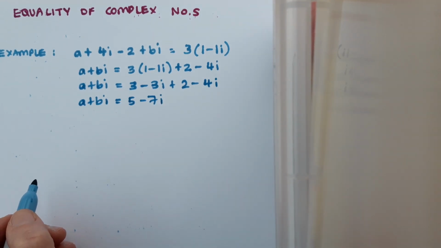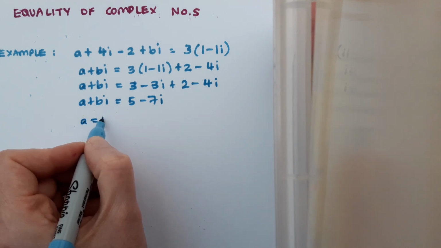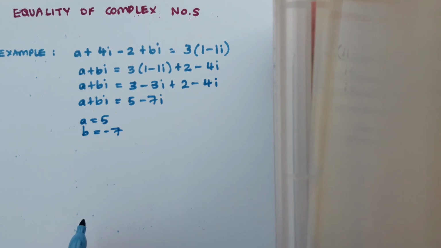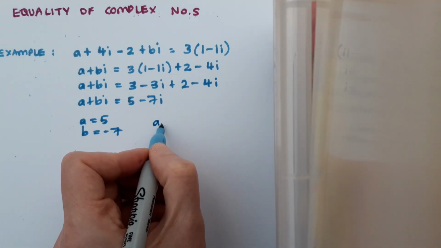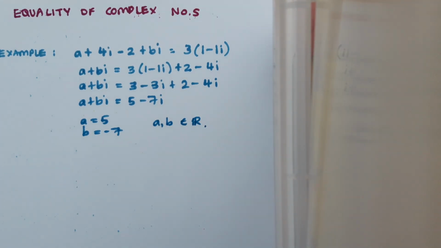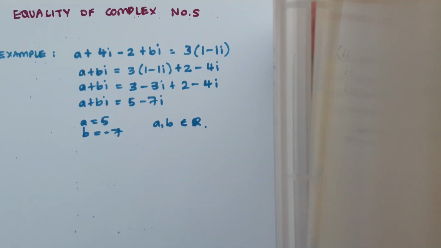Don't forget, the goal in these questions is to figure out the unknown coefficients. So in this case, a is equal to 5 and b is equal to minus 7. You may often find in questions of this type that they will say to you that a and b are elements of the real numbers in the question that they pose. And of course you can see here that the a and the b that I get are real numbers. You'd expect that to happen generally.